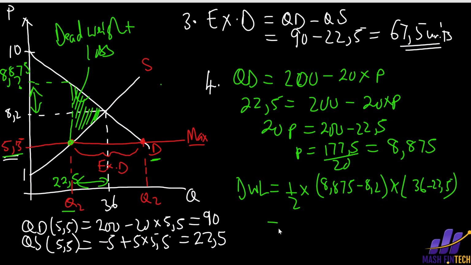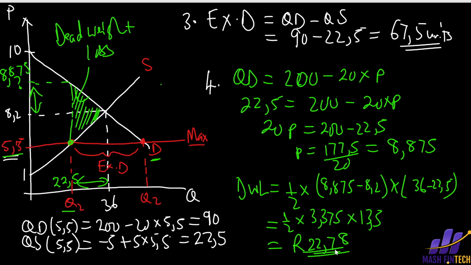And then we put these numbers into our calculator. We are going to get a half, multiplied by 3,375, and then this is multiplied by 13,5, and our deadweight loss is going to be 22,78 rands, which is the loss to society because of the imposed maximum price or ceiling by the government. There's a loss to society, especially the producers. They tend to lose a lot by being forced to sell at a lower price.